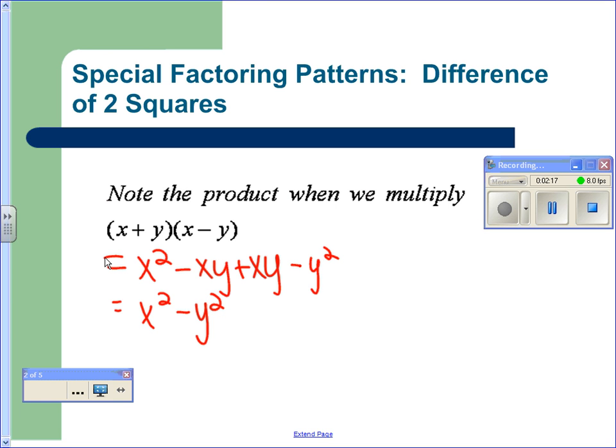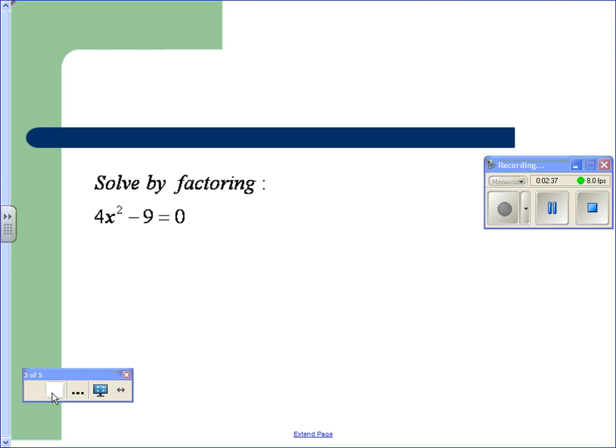Distribute. Distribute. Does that make sense? Okay. So we want to solve by factoring. Well, first we need to factor. Is that how it factors?